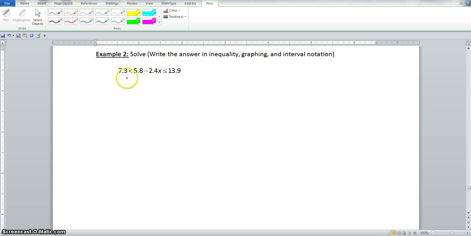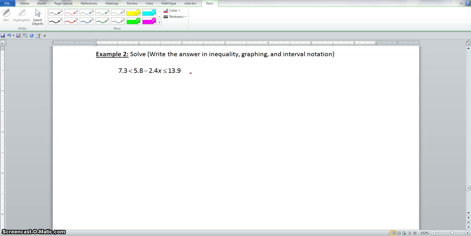Now what we have here is what is called a compound inequality. If you notice, we have two inequality symbols here. We have 7.3 is less than 5.8 minus 2.4x, which is less than or equal to 13.9.